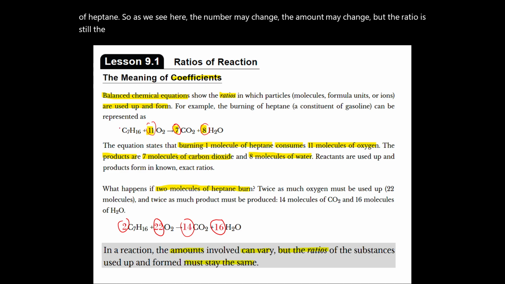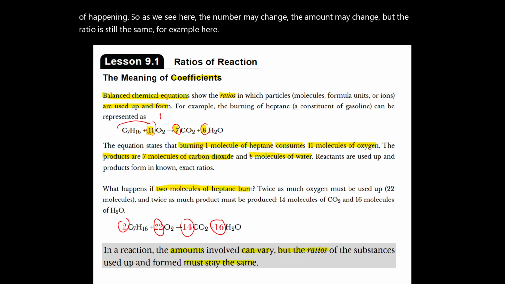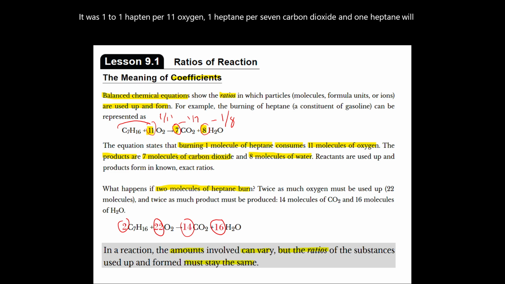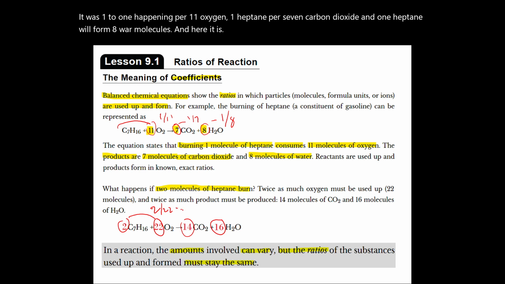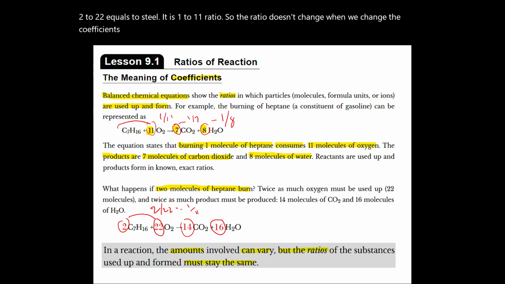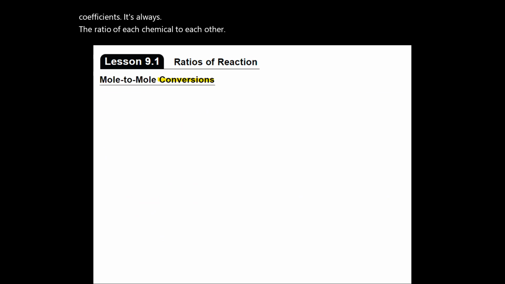For example, here it was 1 heptane per 11 oxygen, 1 heptane per 7 carbon dioxide, and 1 heptane forms 8 water molecules. And here it is 2 to 22, which is still a 1 to 11 ratio. So the ratio doesn't change when we change the coefficients. The ratio of each chemical to each other is always constant.